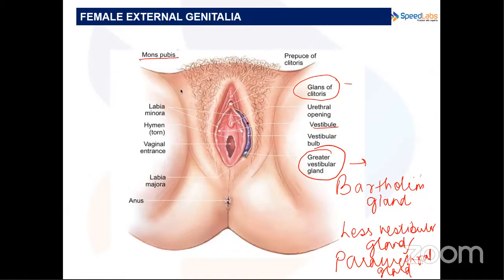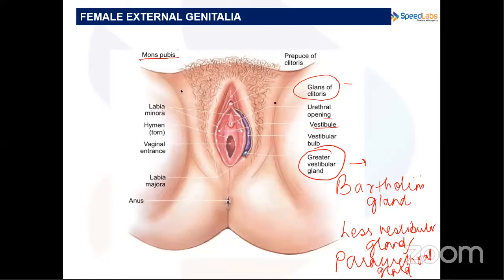Okay, so let me just complete this. We were speaking about clitoris first. So all these structures are clear to you. So once again, I'm telling you that the female external genitalia consists of the mons pubis, the labia majora, the labia minora, vestibule, openings of the vestibule, glands, all right, and the clitoris.